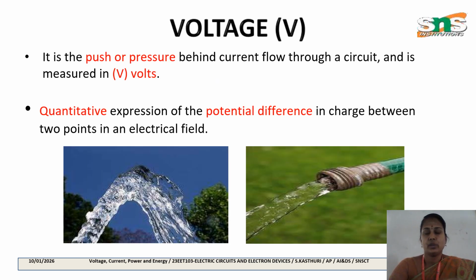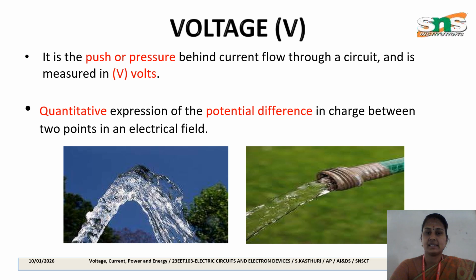Voltage. Voltage is the electrical pressure that pushes electrons through a circuit. It is measured in volts. Voltage represents the potential difference between two points. Water analogy: voltage is like water pressure. Without pressure, water will not flow through pipes.